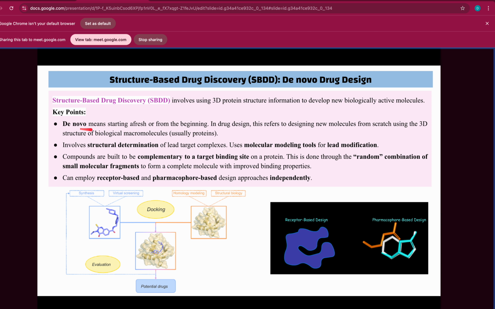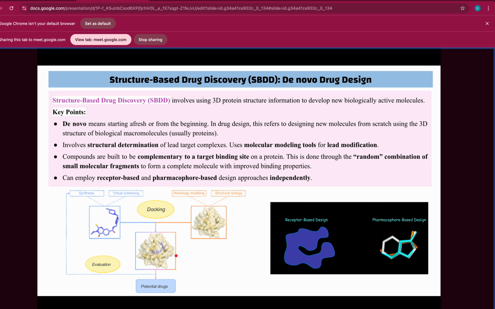Now the key point is that in de novo, we are starting fresh, from the beginning. As I have told you earlier also, in this case we look for the binding site of my target protein. We will see what functional groups are present in this receptor or target protein, and then we identify all those chemical compounds which contain groups complementary to the groups present in the target site, or the binding site of my target. In this way, different leads will be identified which contain all those groups.